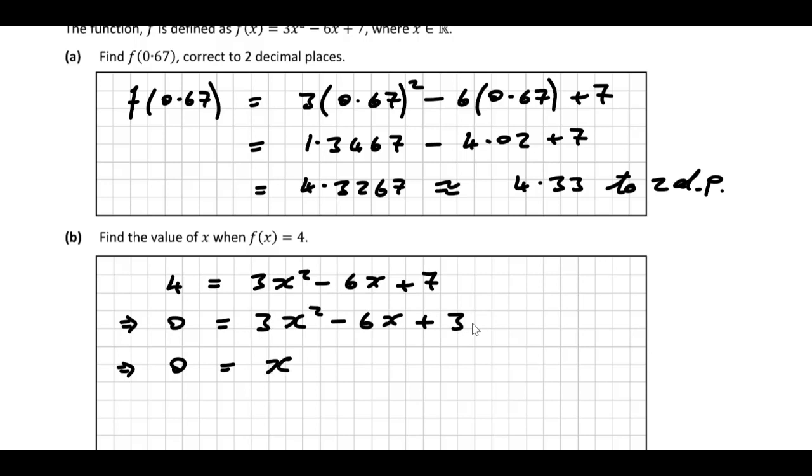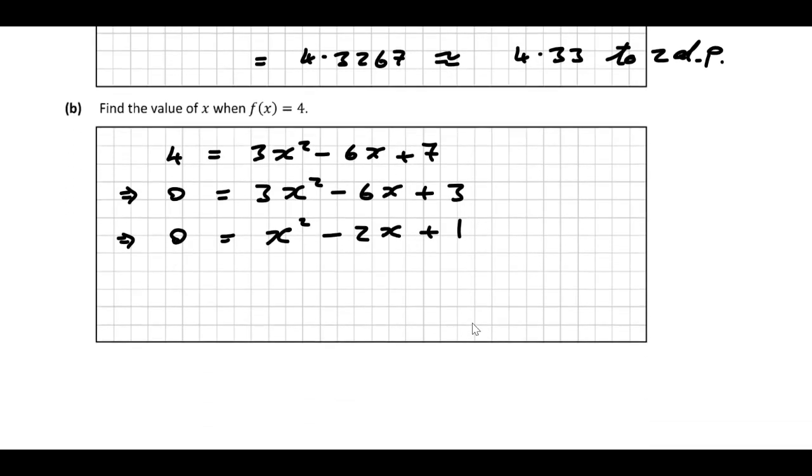So if we divide this by 3, that'll give us x squared. Divide 6 by 3, it'll give us 2, minus 2 there, and a 1 out here. Now, if we solve this, we can use our brackets, or you can use the quadratic formula, whatever way you want to do it. This is probably the easier way.